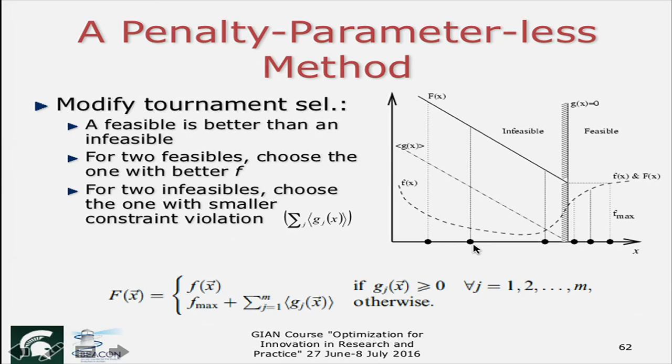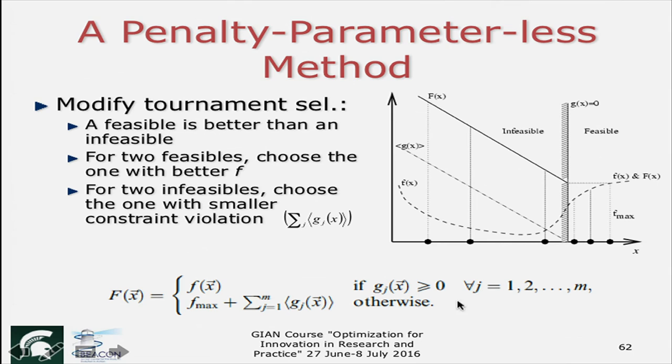Now when I have two infeasible solutions, which one should be better? Because neither one I can recommend, but in an algorithm I still have to provide a dichotomy between the two. So which one shall I say? The one having smaller constraint violation, because I have a way I can compute constraint violation. So the one having smaller violation is better. This is my goal, and I could actually go and implement this in a tournament selection. That's what we do.